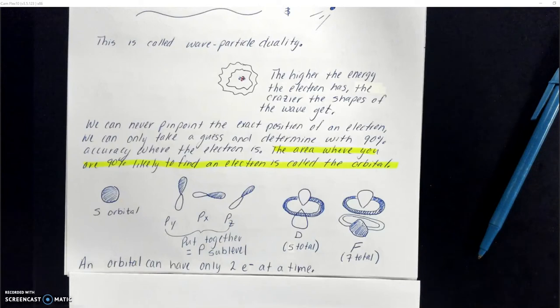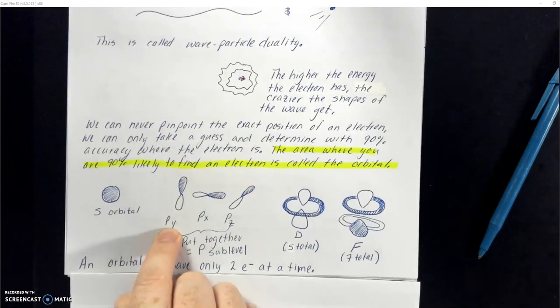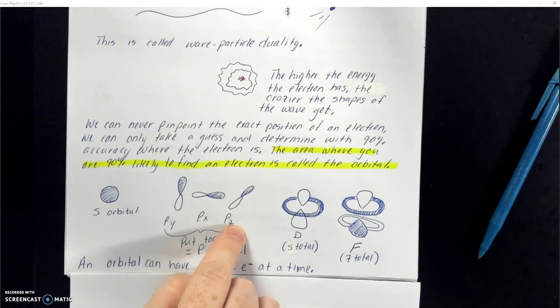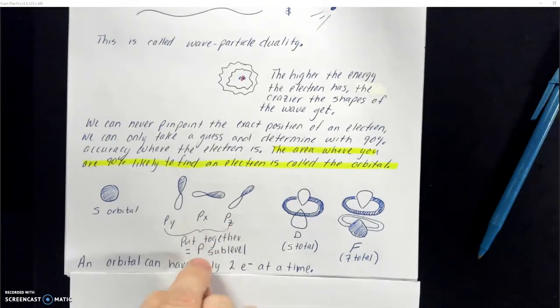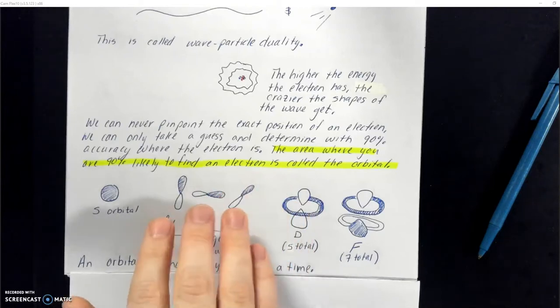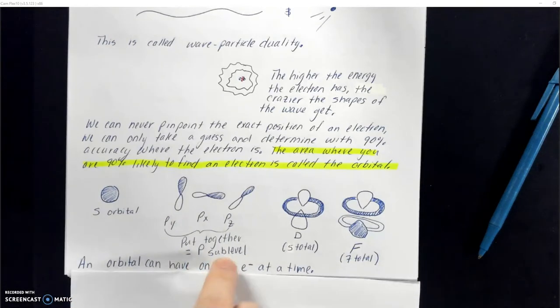And the p orbitals, there are 3 of them. There's one p orbital oriented on the y-axis, one oriented along the x-axis, and then one oriented along the z-axis. These orbitals will overlap each other. I just separated them out so you can see the 3 different types, but when they overlap, they form the sublevel.